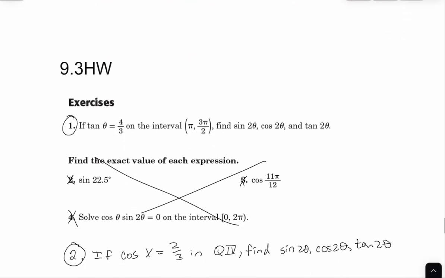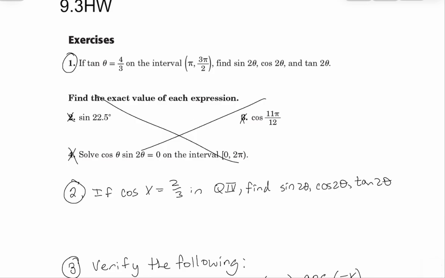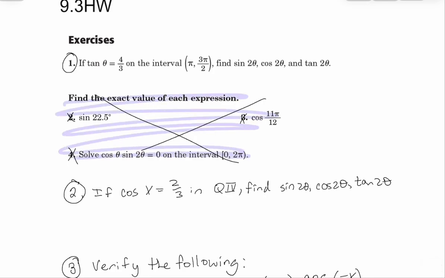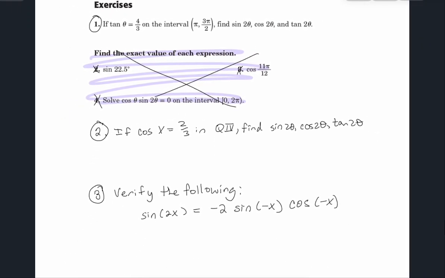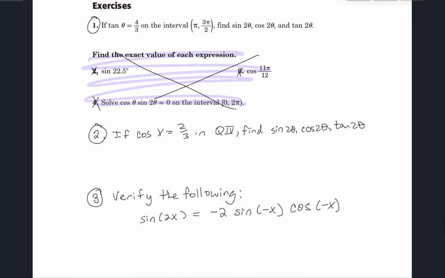I need you to look at your homework. I've made some changes, okay? I want you to do the first one that was there. Skip everything else and add these 2 new ones on, please. So at this time, for your 9-3 homework, keep the first one, scratch out 2, 3, and 4, and add these 2 and 3 here. So this one says, if the cosine of x is 2/3 in quadrant 4, find the sine of 2 theta, the cosine of 2 theta, and the tangent of 2 theta.